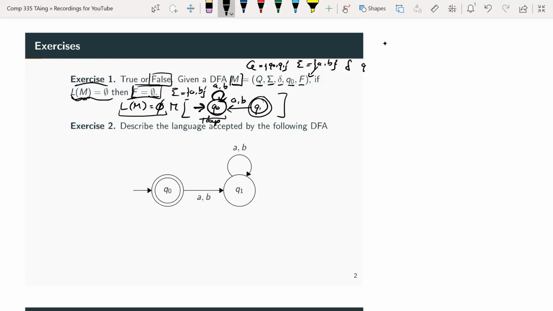Your initial state is well defined, right? The initial state is the one with the in arrow here. And you have a non-empty set of final states. In this case, you have Q1. So this is a valid DFA. This is why it's a bit of a trick question, because not a lot of you might have thought of this example initially, which is fine.